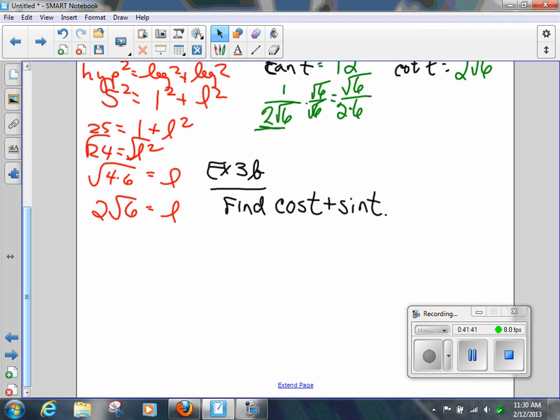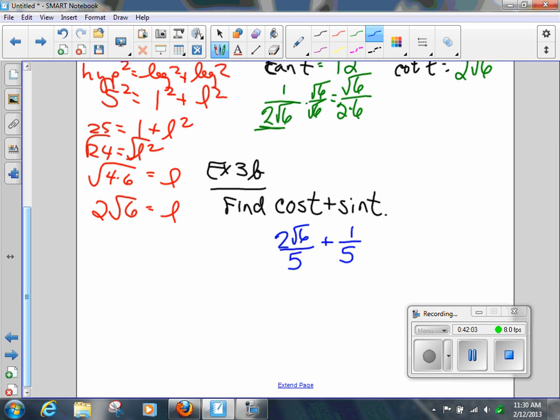What will I do? Well, what was sine? It was 1/5. What was cosine? 2 root 6 over 5. Can you add those together? Oh, you just smush them together. That's really high tech, but it's correct. You do just smush them together. Why? Because they have the same denominator. So I'm going to rewrite this as 2 root 6 plus 1 over 5.